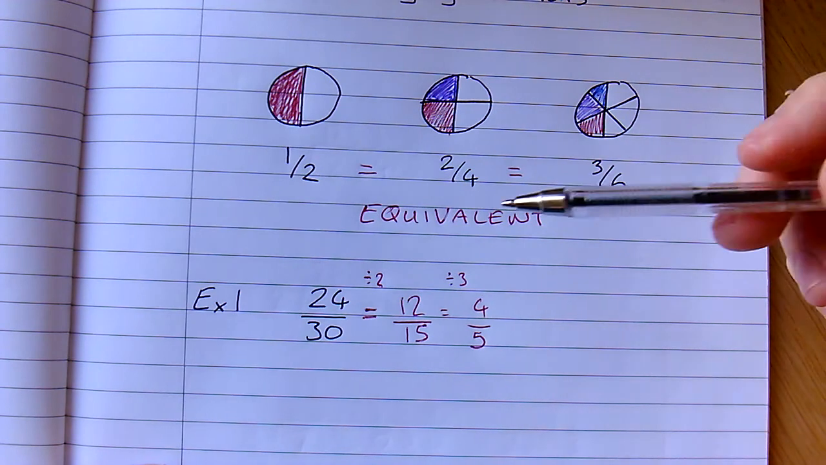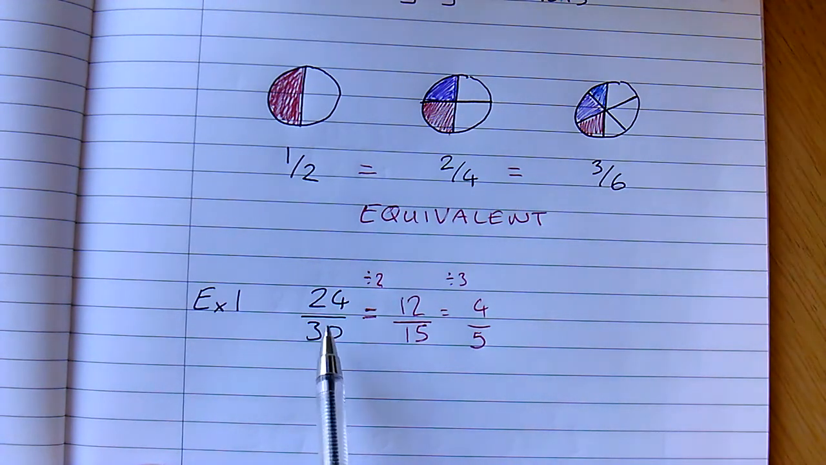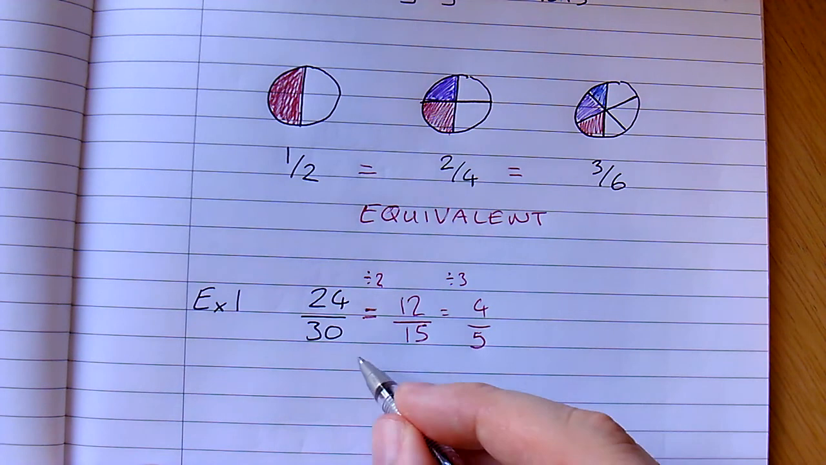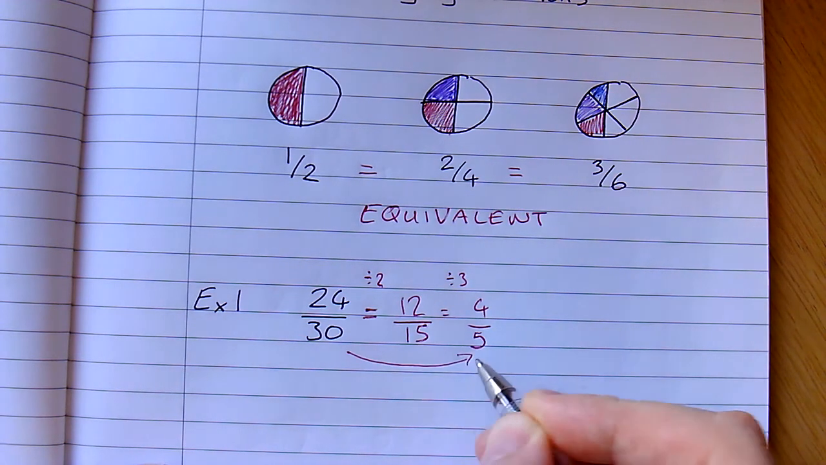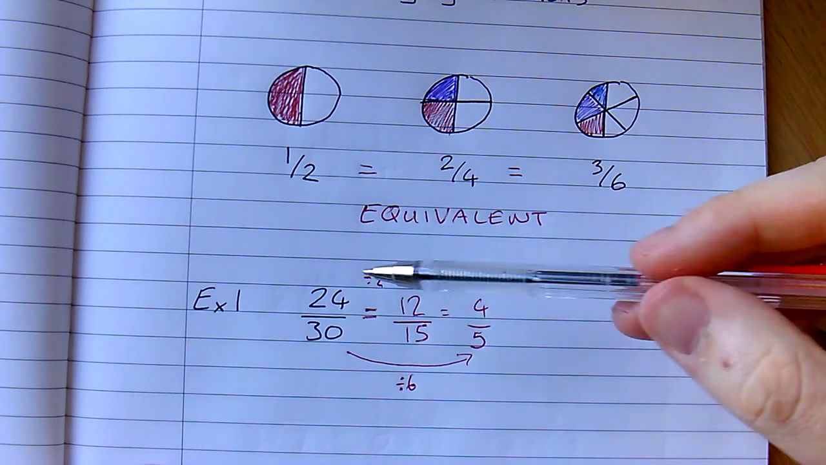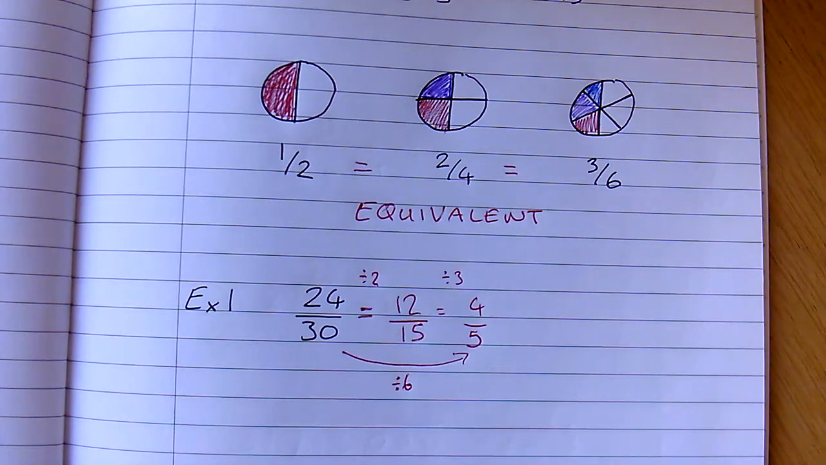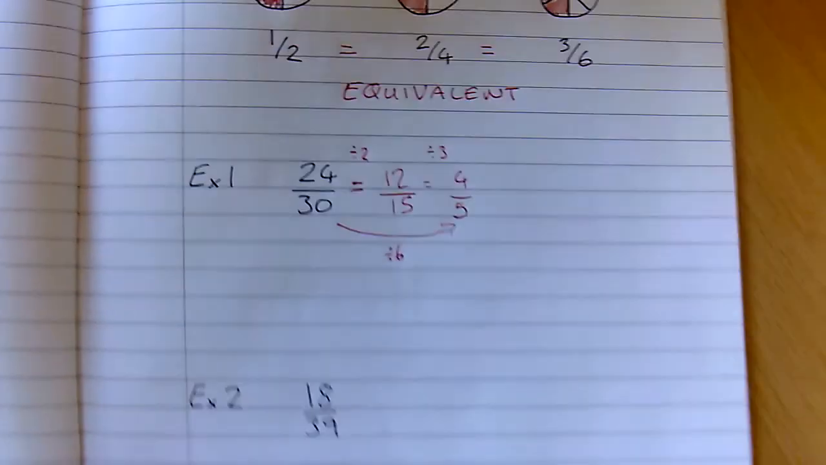Now, some people can break it down step by step. Others, if you can see the common factor between them, you can do this in one step, just dividing by 6. It doesn't matter whether you do that way or that way. As long as you get the right answer, everyone's happy. Next, question 2.